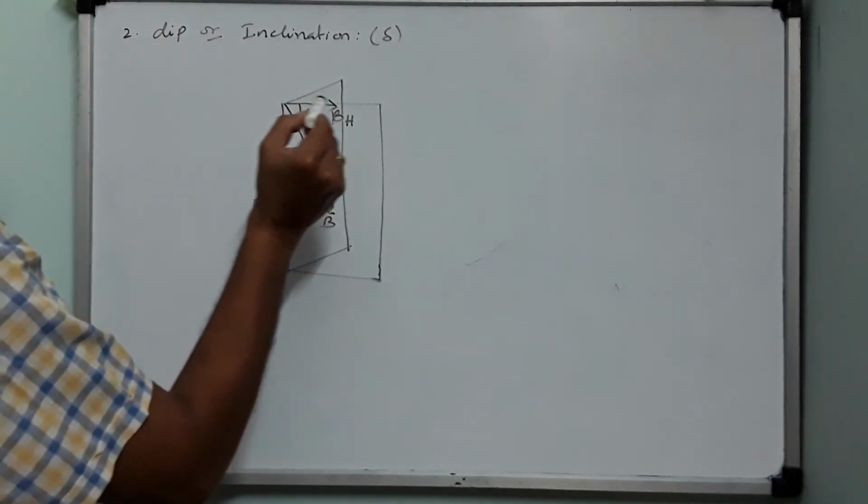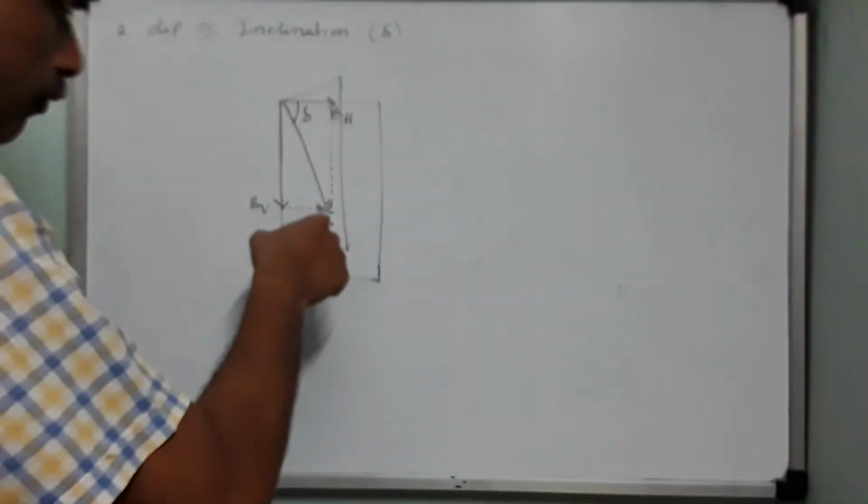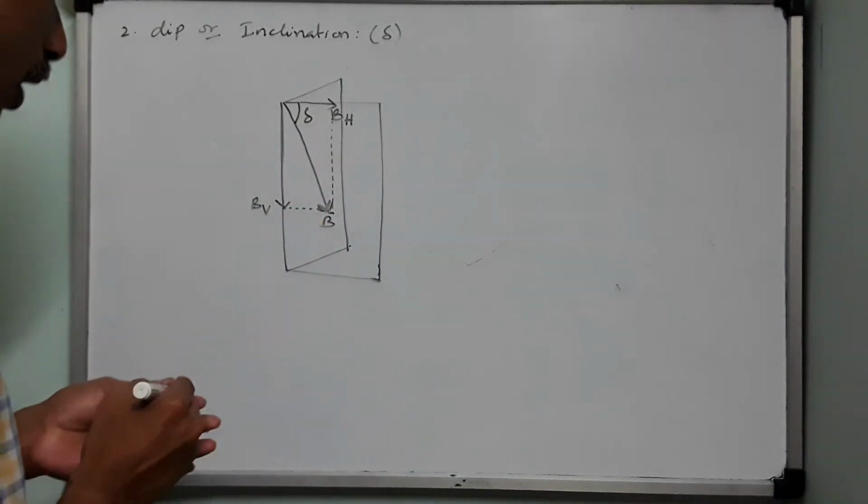So in the direction of BH, what will be there? Compass needle will be there. What you have seen. In this direction, who will be there? Dip needle will be there. Okay. So how do you define it?